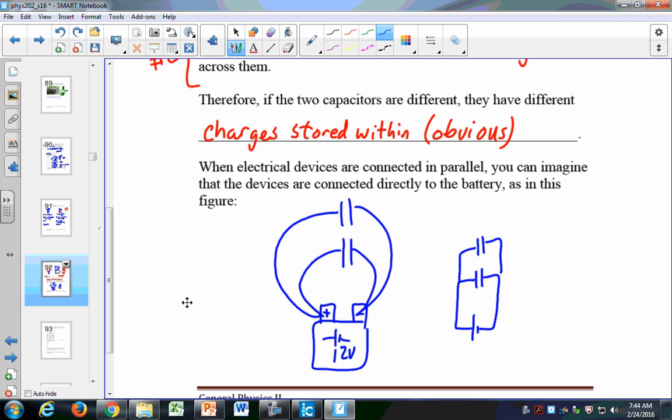This is what it might look like if we hook it up, say, with a battery and a couple capacitors, and this is how we would represent it with a circuit diagram. But I like to think of it in this way because each capacitor then is hooked up to the same battery, and so they're each going to see 12 volts. I'm going to have 12 volts on this capacitor and 12 volts on this capacitor. And then that helps me to remember that capacitors in parallel have the same what? Do they have the same voltage or the same charge? They have the same voltage. Capacitors in parallel have the same voltage. We'll see that capacitors in series don't necessarily have the same voltage.